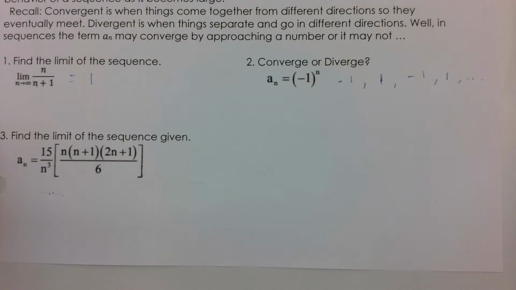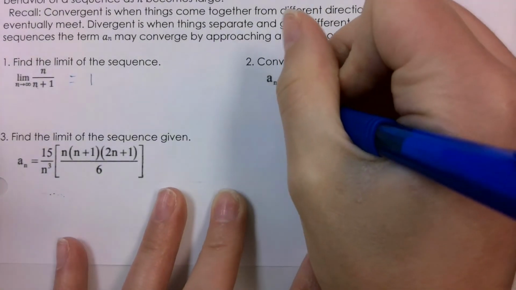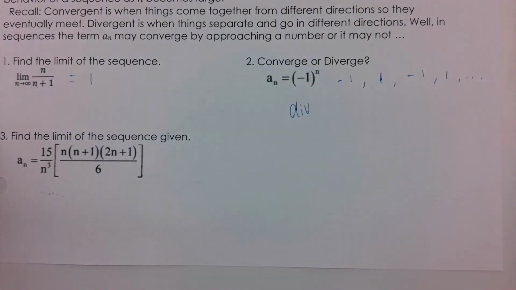It goes back and forth. It oscillates, right? So is it convergent or divergent? Divergent. Because it oscillates, because it goes back and forth. It's not approaching one number, it's just bouncing back and forth.